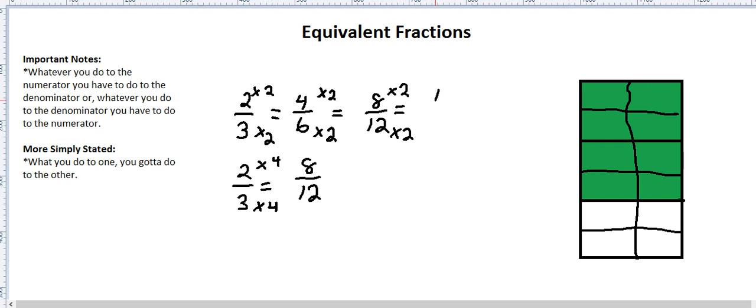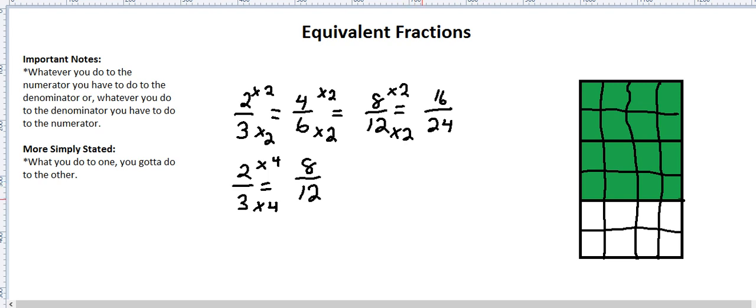So 8 times 2 equals 16. 12 times 2 equals 24. So then if I cut them in half again, and notice through all these, the amount that's shaded in green does not change. So the total amount I'm describing didn't change. I'm just breaking them into smaller pieces. So that also means that 2/3 would equal 16/24. So that's a quick example of making equivalent fractions grow through multiplication.